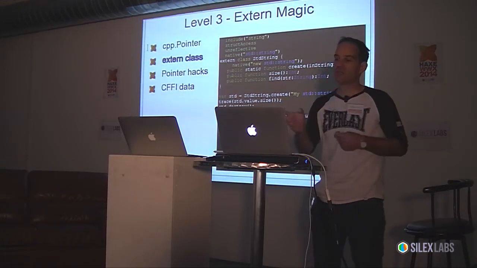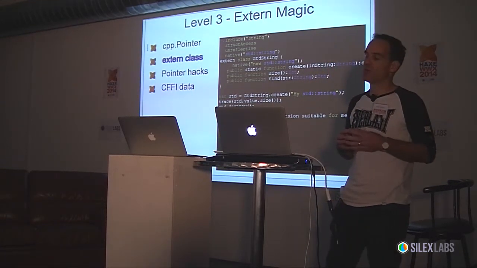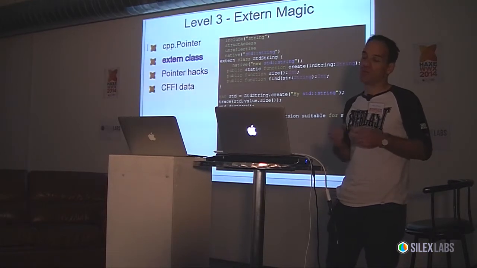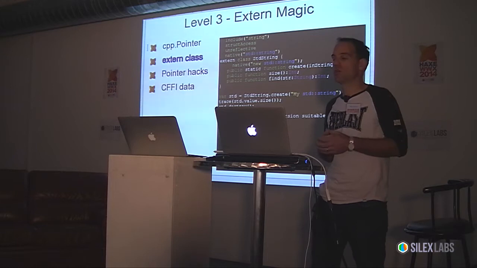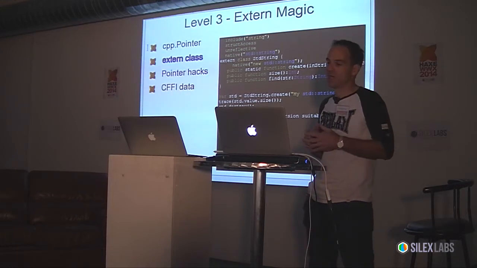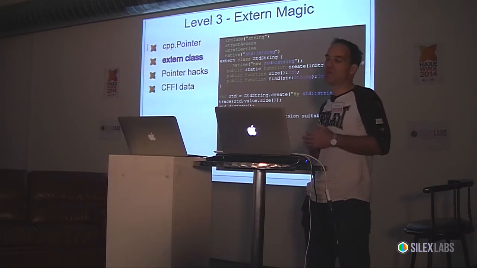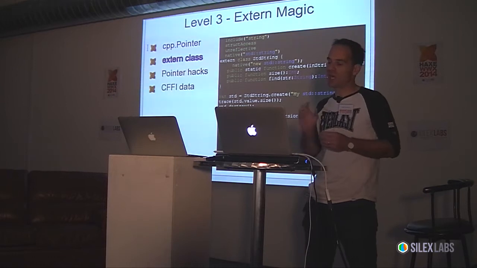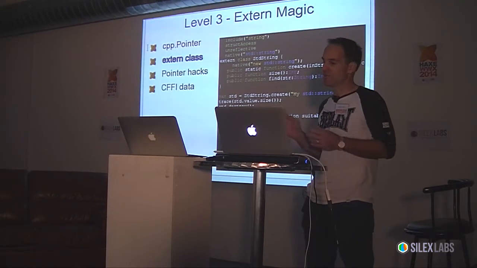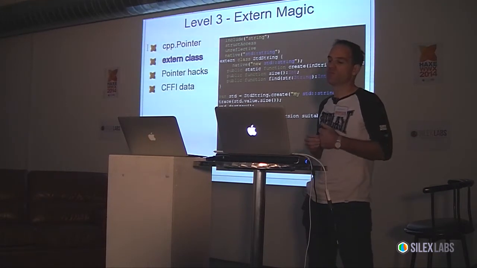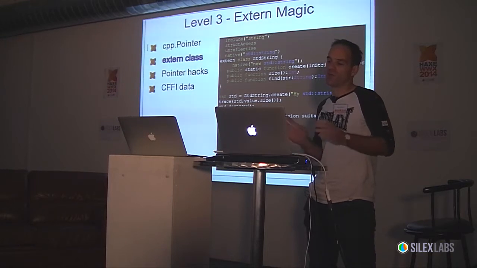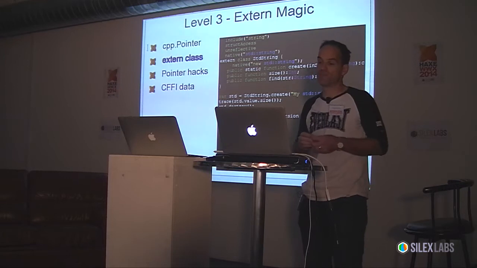And you can see here I've added the size and the find operators from the standard std string class. You can add whatever you want. You don't have to add them all. There is a slight leeway in the typing because you're really just telling Haxe what the typing is. It's not really telling C++ what the typing is. So, you know, if you wanted to put int instead of short, it would still probably work.